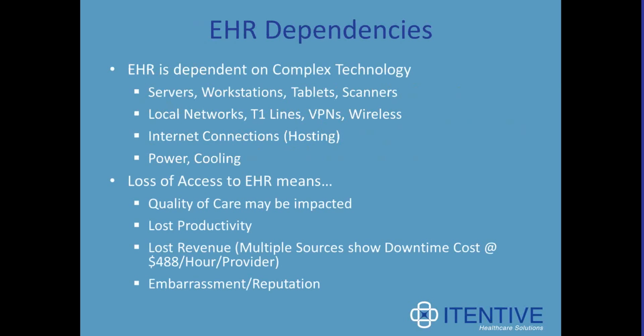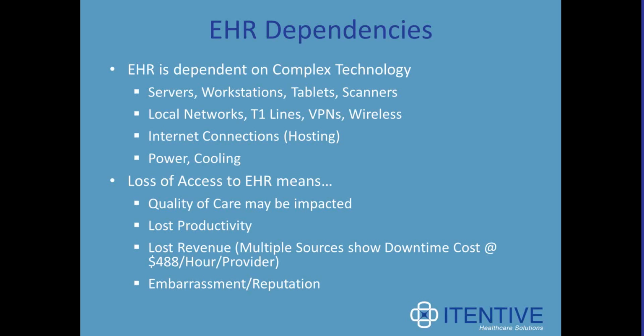So what are some of the EHR dependencies? And I'm sure some of this stuff is redundant for you folks. I'm sure you know exactly what this stuff means and what those interruptions mean. But basically, there's complex technology behind your NextGen environment. Even if you have this hosted somewhere, you still have to have certain things in place in order to be able to get access to NextGen. So there's servers, workstations, you've got local things like your tablets and scanners, you've got local networks from T1 lines to VPNs, wireless connectivity. If you are hosted, you'll have internet connections or MPLS networks. You've got things to consider when it comes to power and cooling if you have it on site.